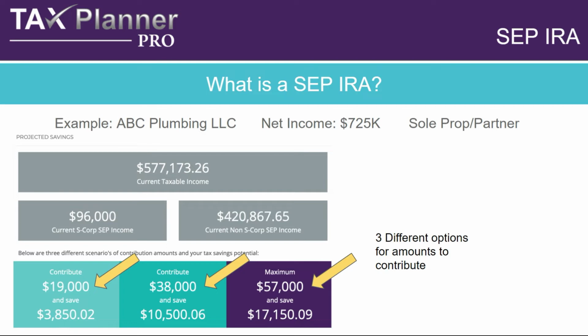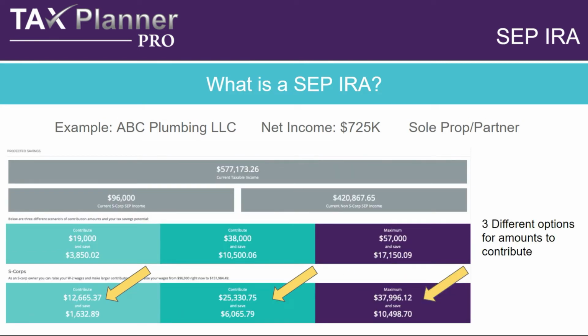So based on what kind of business you are, the SEP IRA planner is going to customize this information for you. And then the 3 boxes below show you different maximums based on the current SEP income that you have, different amounts of contribution and what you would save with those contributions. The system also shows you, if you're not able to contribute to the maximum and you're an S corporation, additional contribution amounts. So this screen is showing what that looks like.